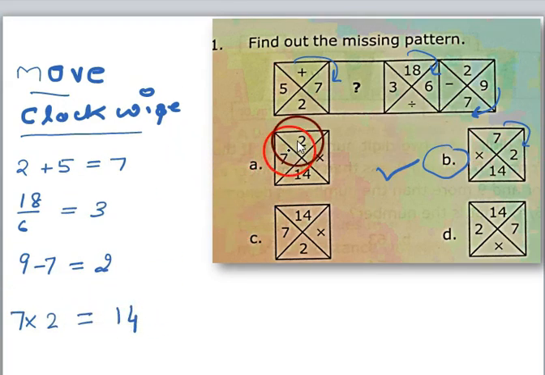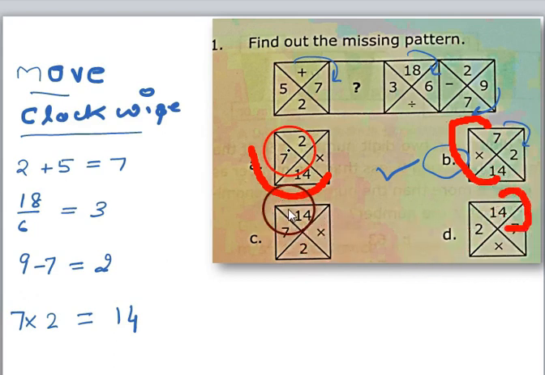Now, if we move clockwise along this side, 14/7 it is 2. But it's anti-clockwise, 14/7. This is anti-clockwise too. So this one is wrong. Now the question arises, out of the 3, which one is the correct one?